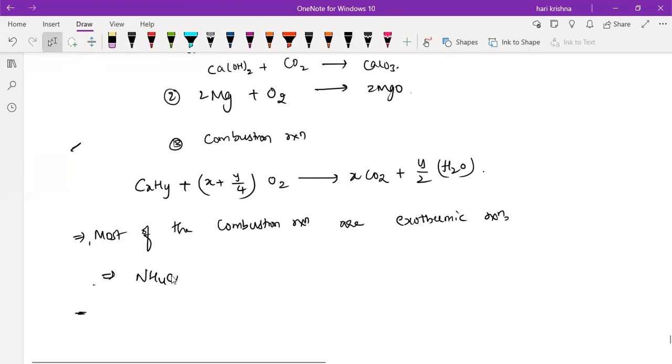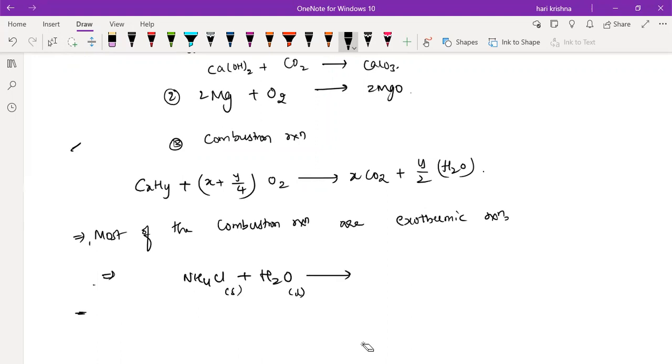If you take this example, NH4Cl plus H2O. The NH4Cl is in the solid state and the H2O is in the liquid state. Now we are making the aqueous solution. It is an endothermic process. It will form NH4Cl only, but in the aqueous state. Understanding? So this is the example for the endothermic.